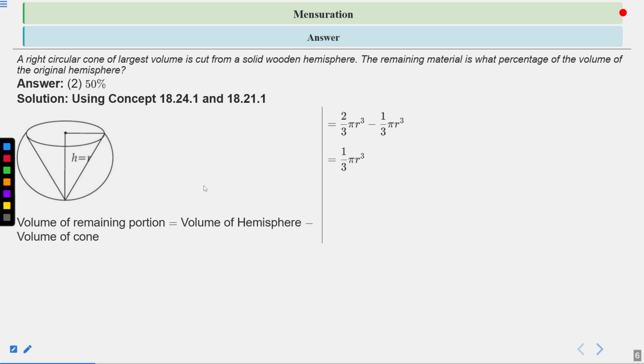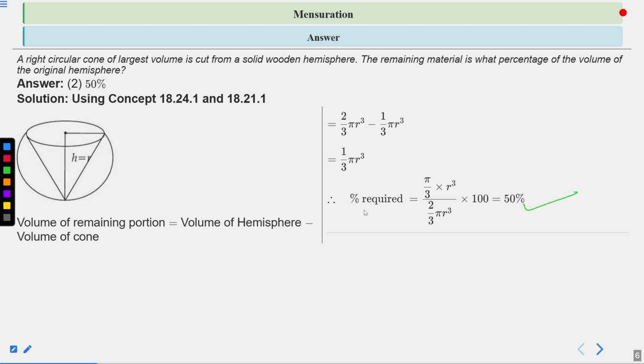Now we can subtract it, we get 1 by 3 pi r cube. So the required percentage will become pi by 3 into r cube upon 2 by 3 pi r cube. When we simplify it, what do we get? The percentage value, which is 50%. So we can say that the remaining material is 50% of the original hemisphere. Second is the correct answer of this question.